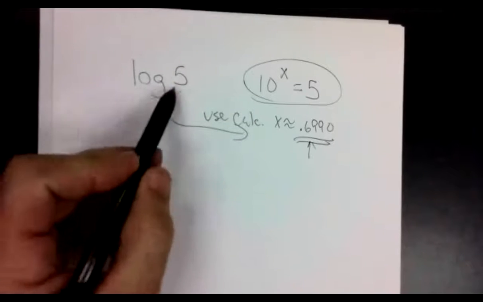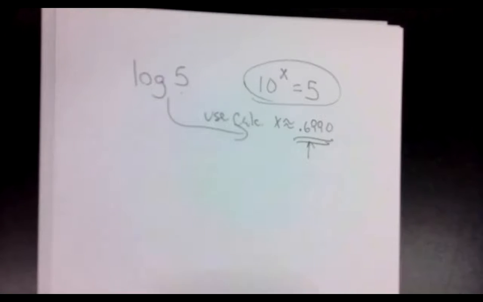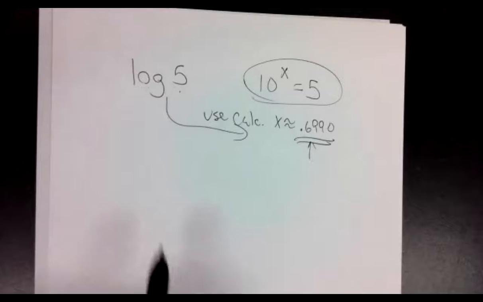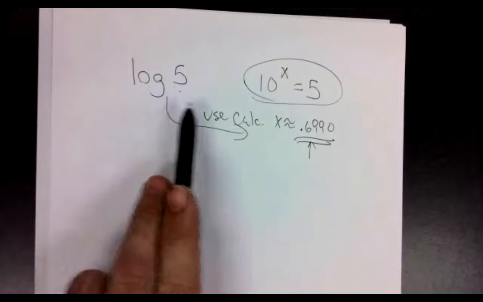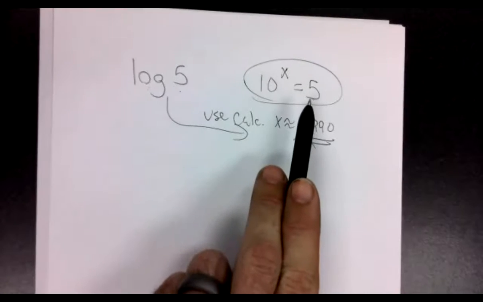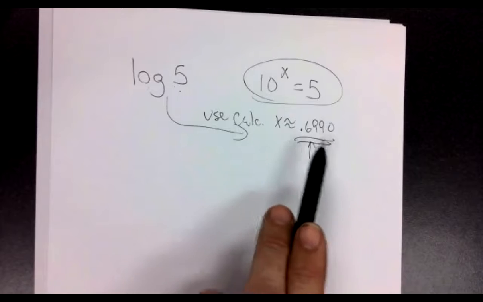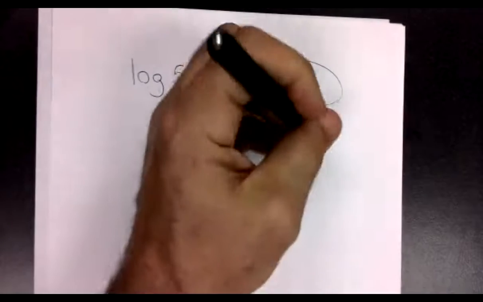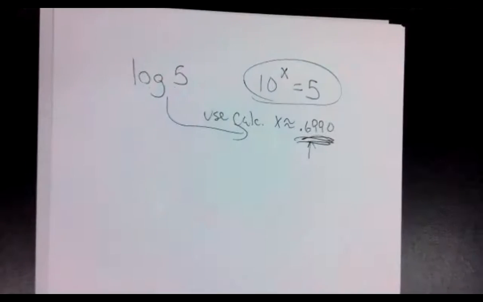Okay, so the log of 5, come on, focus. There we go. Okay, the log of 5 is asking 10 to what power equals 5. And then we can use our calculator to approximate that. And again, as long as you go to 4 decimal places, that's going to be accurate enough. It's not exact, but it's close enough.